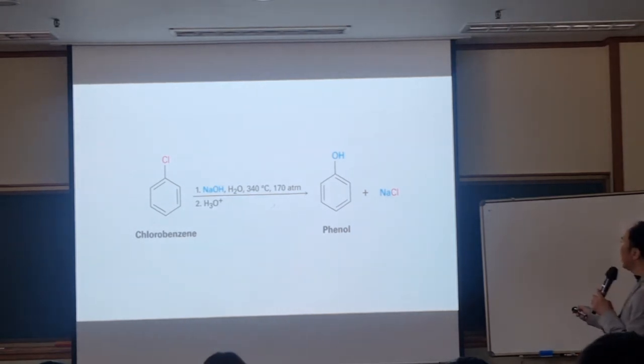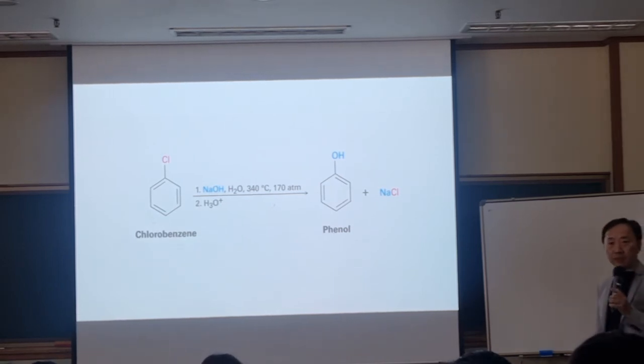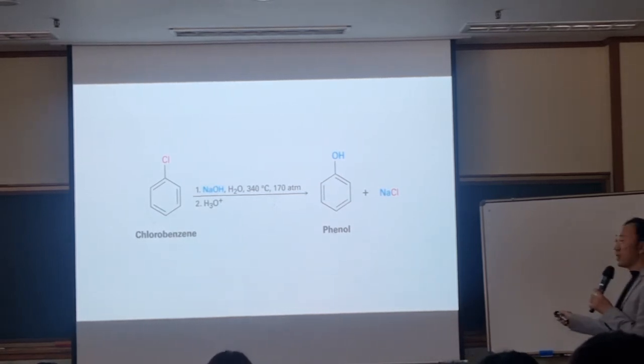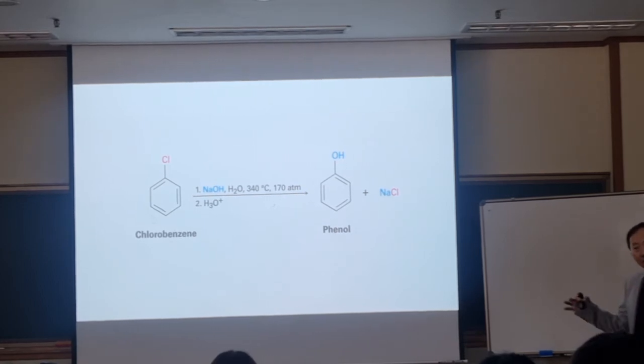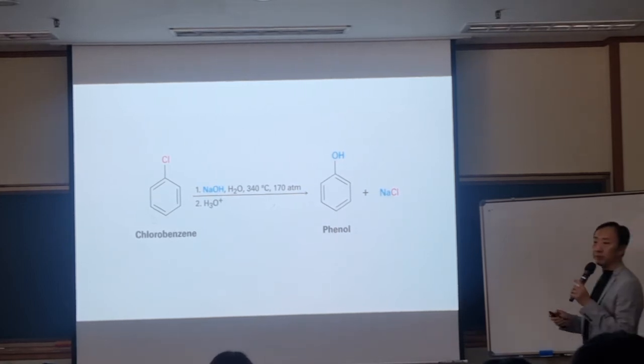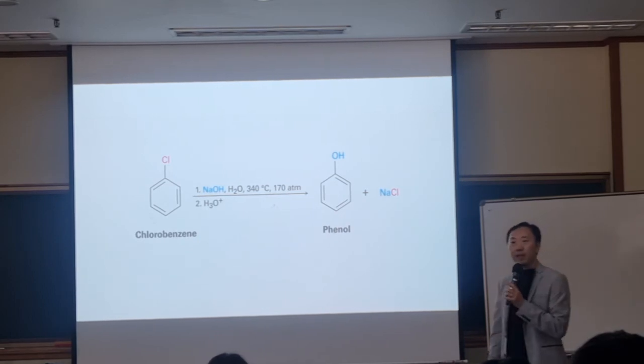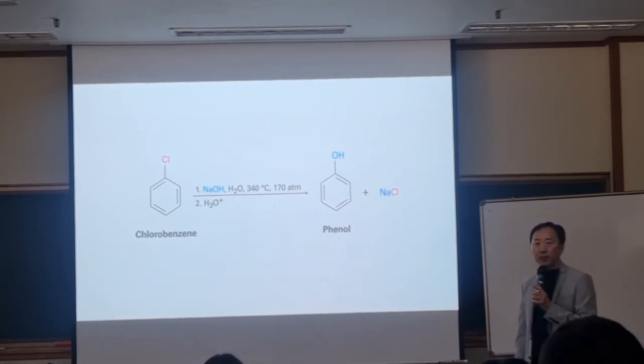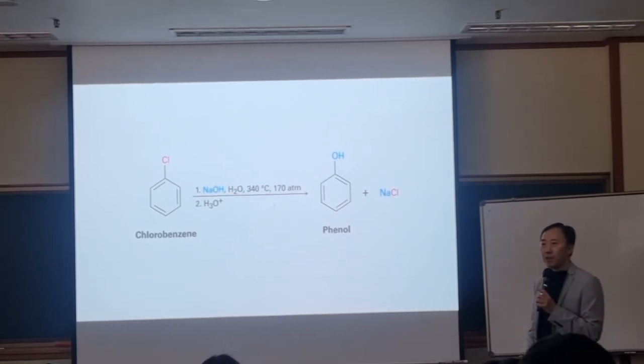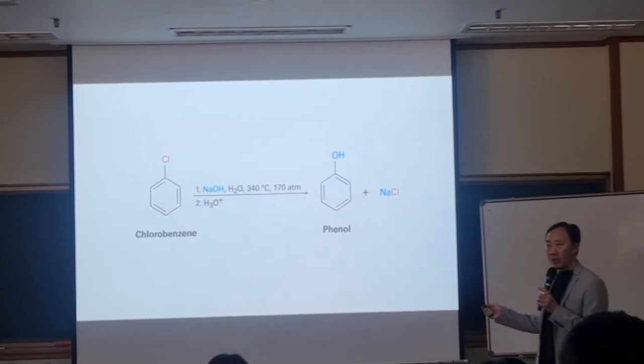Now, there is no electron withdrawing group. That's why this reaction may require very high temperature and very high pressure. Very high pressure, on the order of a hundred and seventy atmospheres, and very high temperature. Then this reaction may happen. The reaction is difficult, but if you push with very high temperature and high pressure, it may work, you may think.